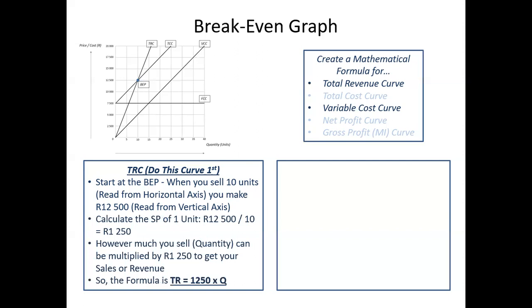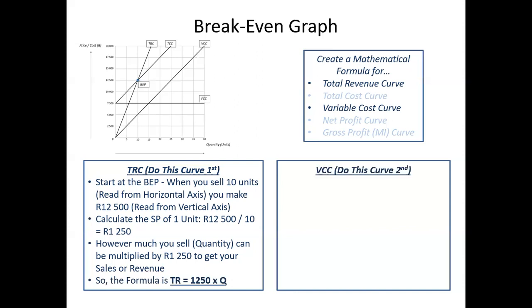And so therefore, the formula for the total revenue is simply total revenue is equal to 1,250 times Q, or simply 1,250Q, but in this case, the Q and the 0 look a little bit too much the same, and so therefore I separated it by the multiplication sign.